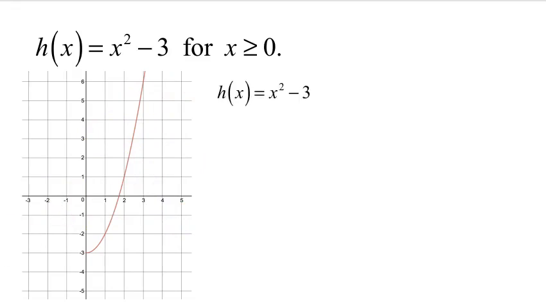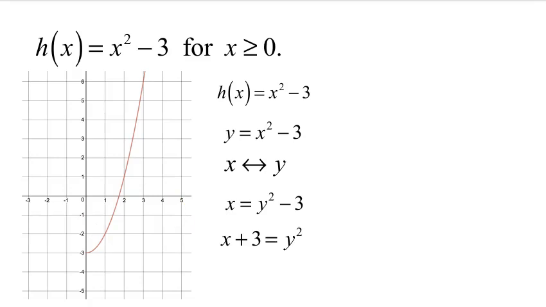So knowing that, we can go ahead and find the inverse. So how do we do that? We use x and y notation, replacing h of x with y. And the whole point of the inverse is to switch x and y. X becomes y, y becomes x. So this equation becomes x equals y squared minus 3. And then we solve for y.